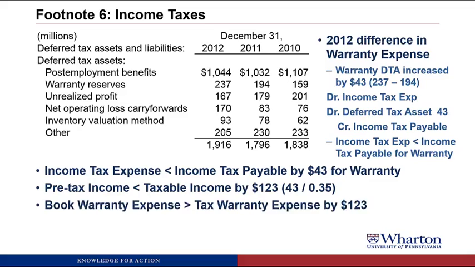If we had less pre-tax income, we must have had more warranty expense on the financial statements. More expense gives you less income gives you less taxes. So our warranty expense on the books, on the financial statements, was greater than our warranty expense on the tax return by this 123 million.